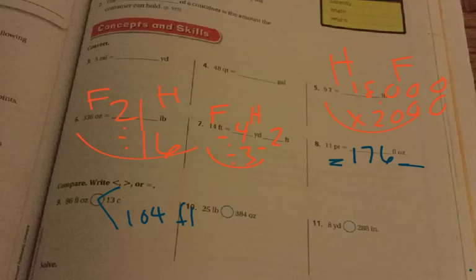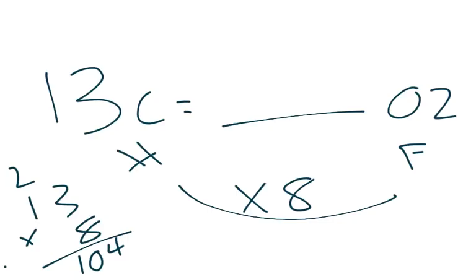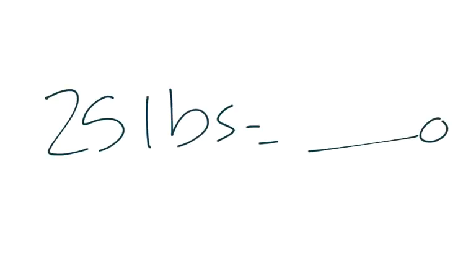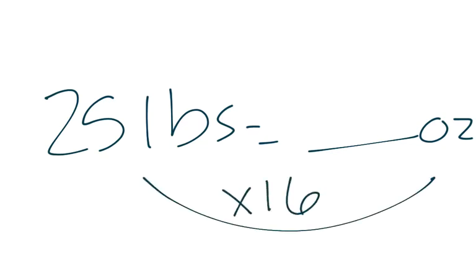25 pounds or 348 ounces. Again, I like to multiply. So I'm going to pick to change it to ounces. So 25 pounds is how many ounces? Well, I have to think about this. There's 16 ounces in a pound, so I multiply by 16.